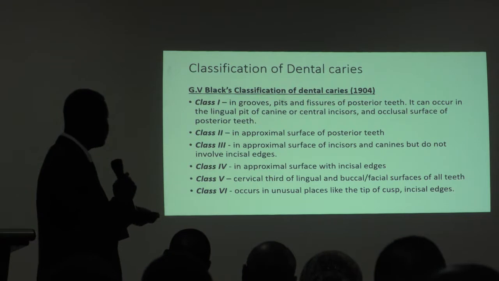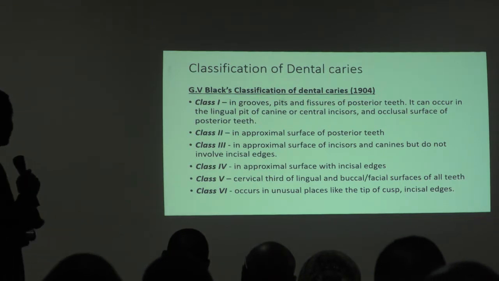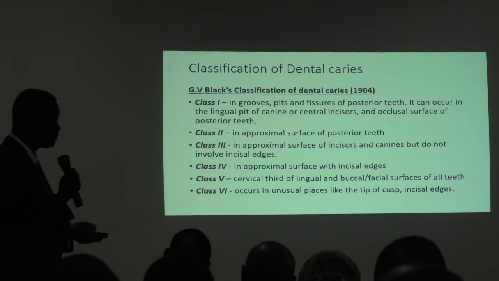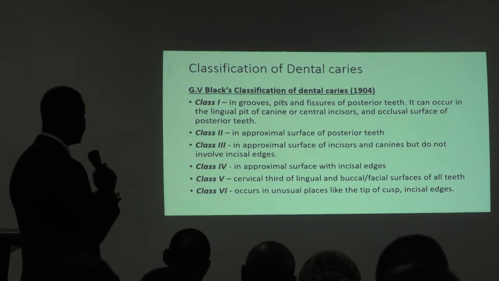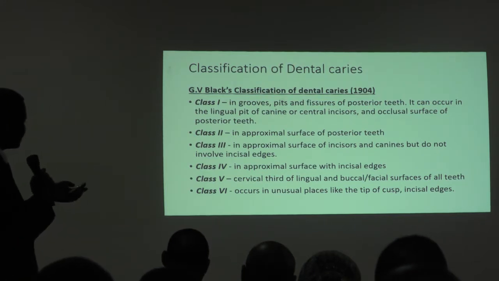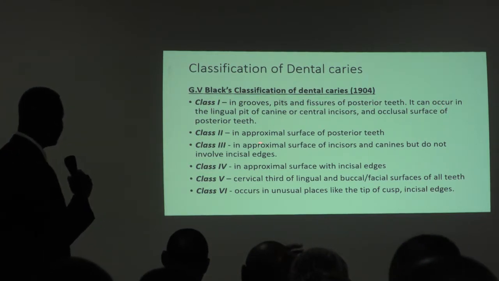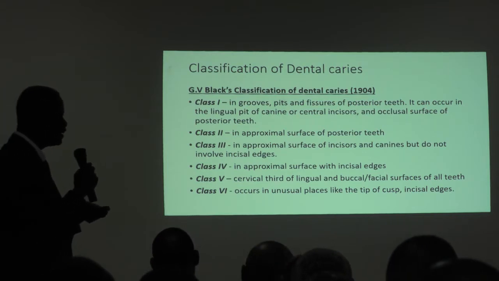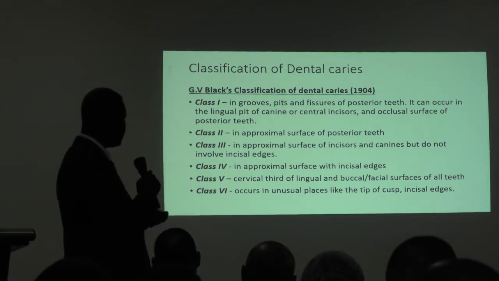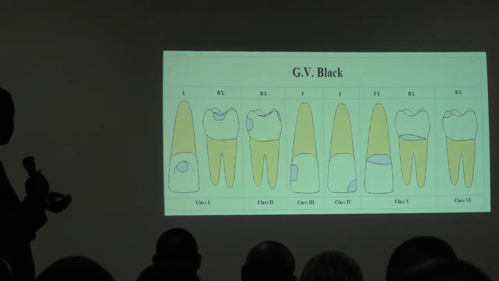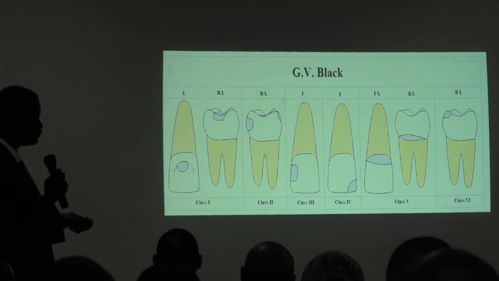Now, this is what we use most of the time. This is G.V. Black, one of those pioneers in dentistry. He classified caries as class 1, class 2, class 3, class 4, class 5, and class 6. The class one is just the pit and fissure cavities, all those cavities within the pits on the top of the tooth. The class two is the in-between, the interproximal cavities. So the diagram will give you the idea. I think this explains it better.